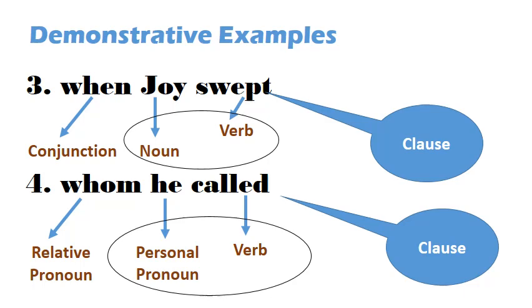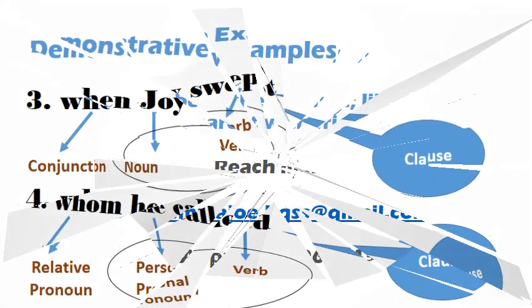Finally, in example 4, the first word, whom, is a relative pronoun. The second word, he, is a personal pronoun. The third word, called, is a verb. Again, there is a verb that follows a pronoun immediately. This example is also a clause. This is one easy way to differentiate a clause from a phrase.